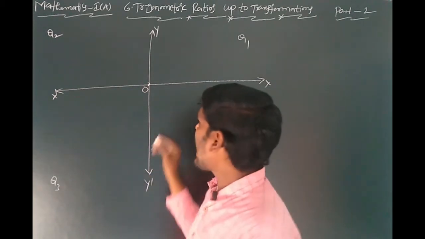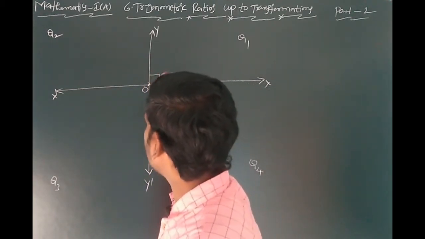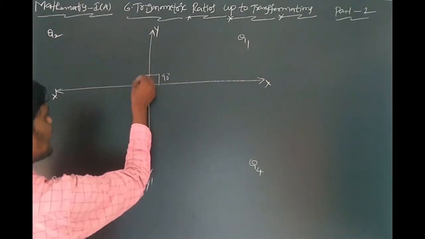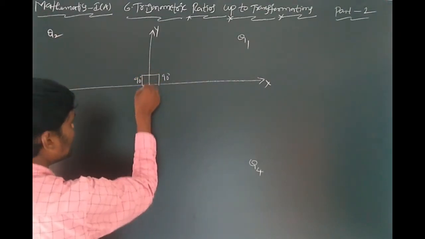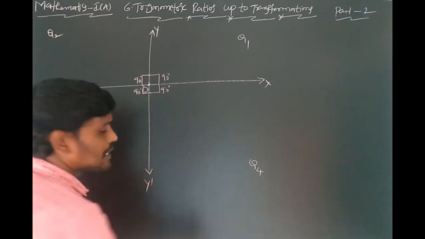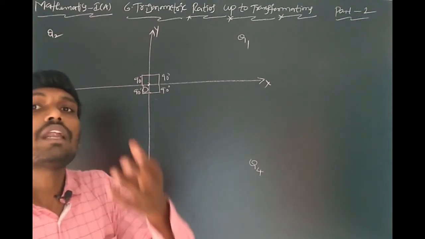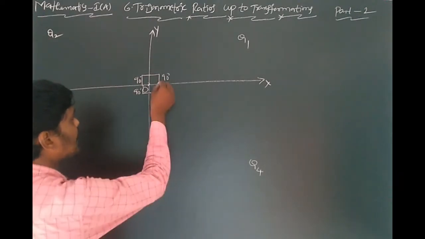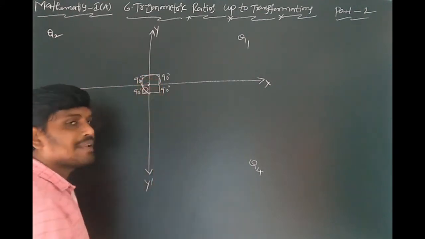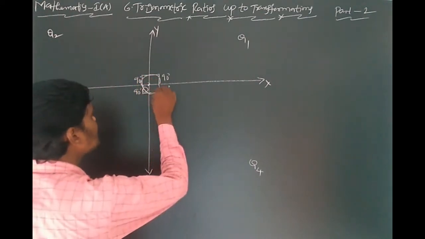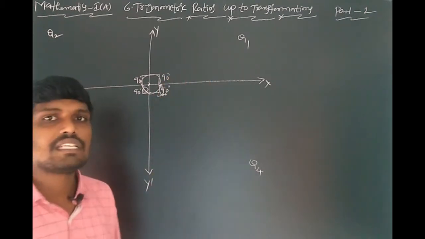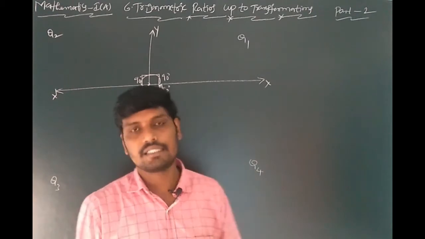After that, the angle between these two axes is 90 degrees. The angle between the next two is also 90 degrees, and likewise for the others. In total, 90 plus 90 is 180, 180 plus 90 is 270, and 270 plus 90 gives 360. One complete rotation is equal to 360 degrees.